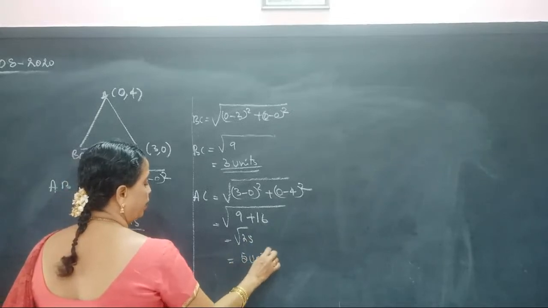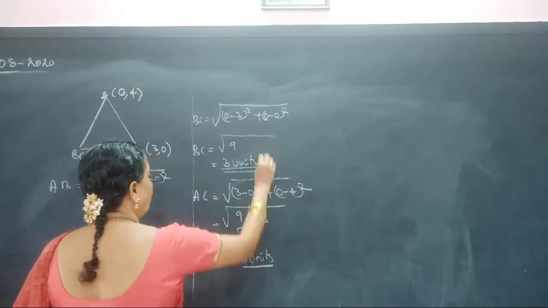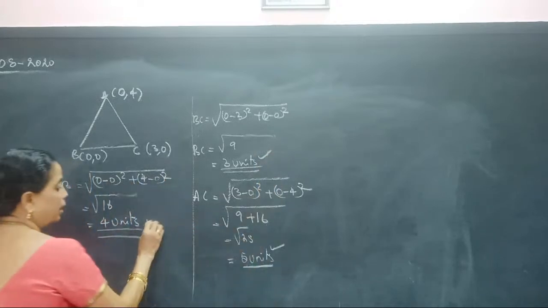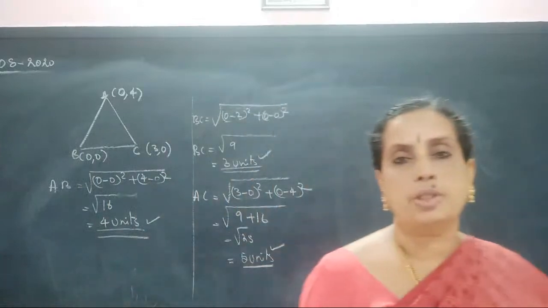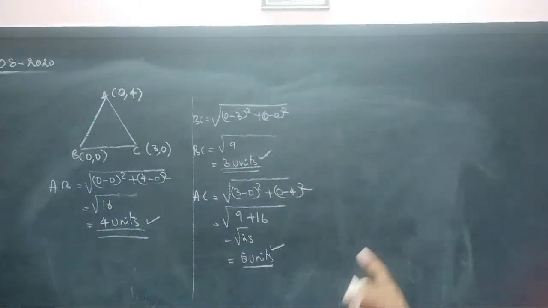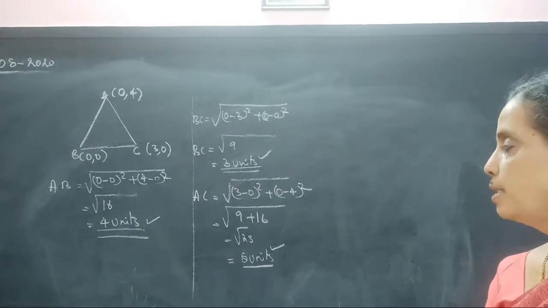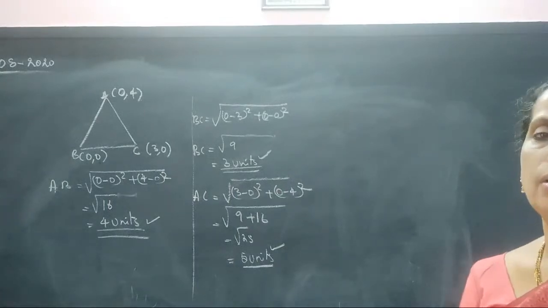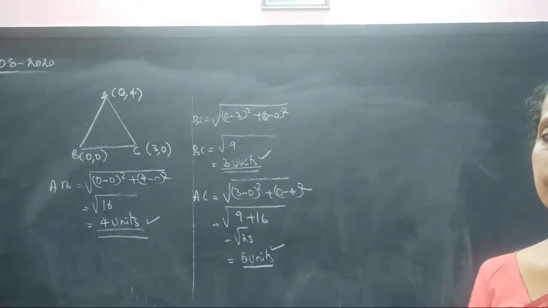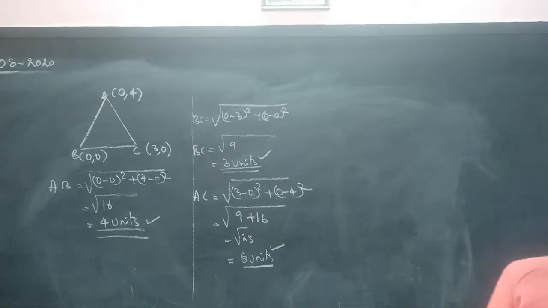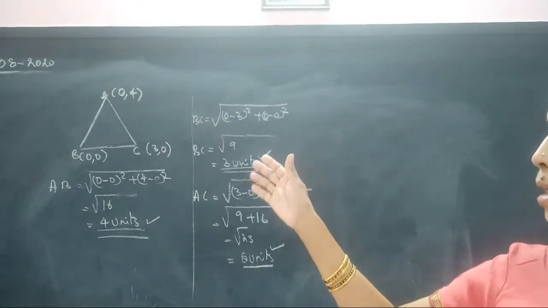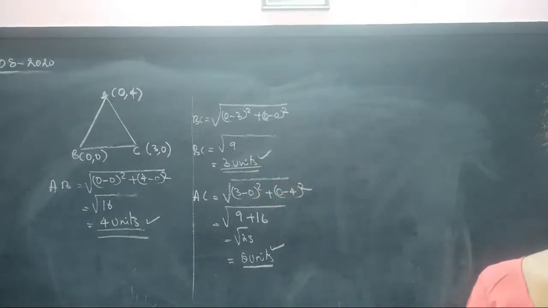Getting all three side measurements, now the perimeter of the triangle equals AB plus BC plus CA. Finally, give the answer. What is the answer? 12 units. Yes. So you may not get confused. Perimeter means what? Just adding the distances AB, BC, AC.